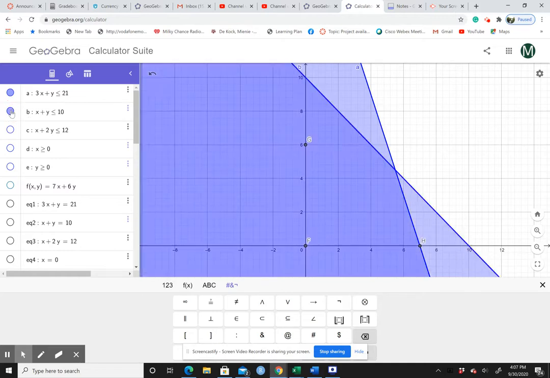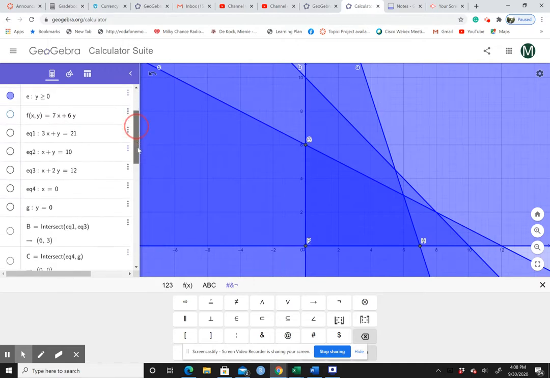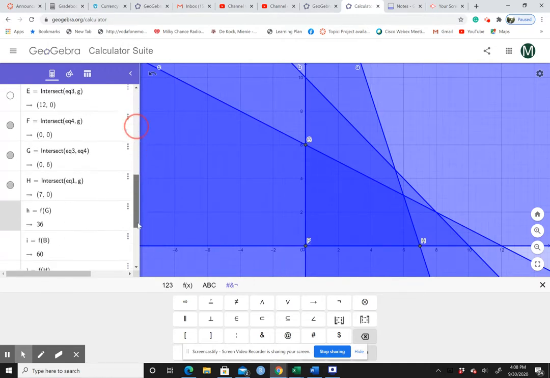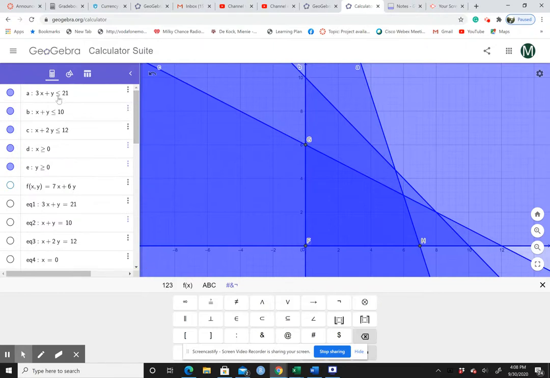Then I have x plus y less than or equal to 10, x plus 2y less than or equal to 12, and then of course x greater than or equal to 0 and y greater than or equal to 0. And so what I'm interested in is where these regions overlap. And if that's a bounded region, I know that I will be able to find a maximum value, and I'm trying to maximize. So let's go ahead, GeoGebra labeled those lines as A, B, C, D, and E.